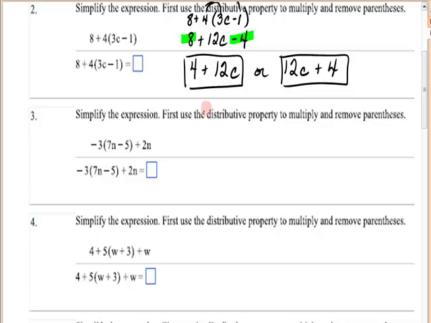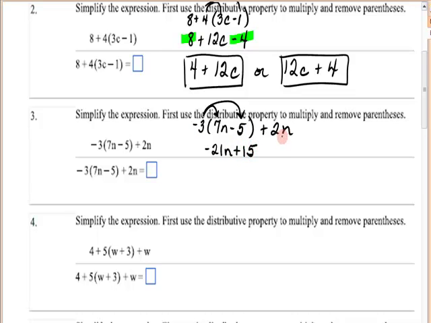Let's look at number 3. Negative 3 parentheses 7n minus 5 close parentheses plus 2n. All right, parentheses tell me to use the distributive property. I'm going to distribute a negative 3. Negative 3 times 7n is negative 21n. Negative 3 times negative 5 is positive 15.